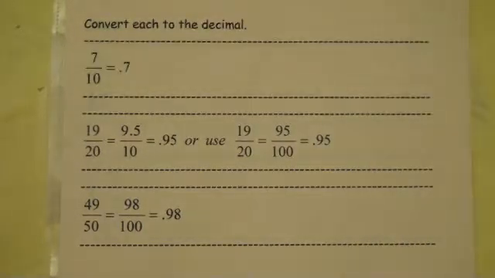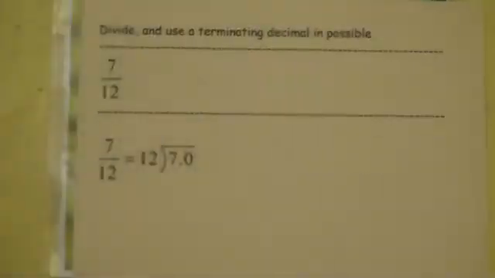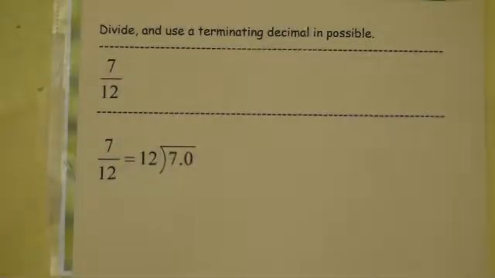So therefore, 95 100ths. We also have 49 over 50. You can multiply both by 2 to get us up to 98 over 100. So therefore, 98 100ths. Next one, divide. Well, we have 7 over 12 and 3 and 7/15. We're going to take a look at how each of these are done on different pages here. So let's look at the first one, 7 over 12. We're going to divide 7 divided by 12.